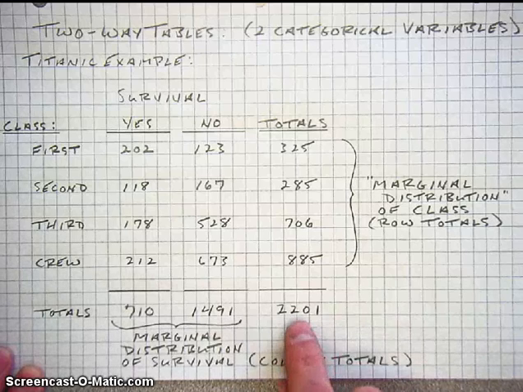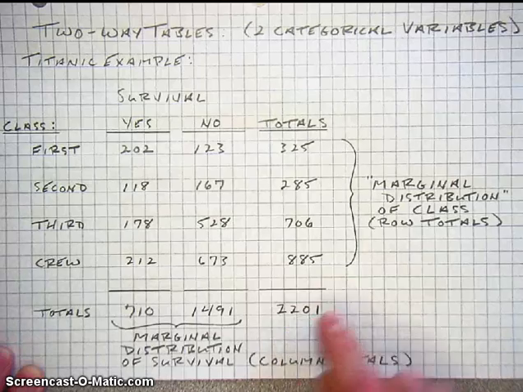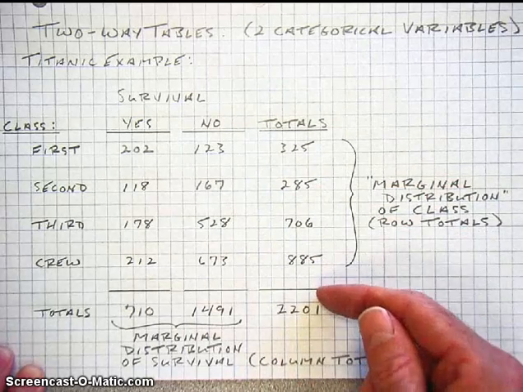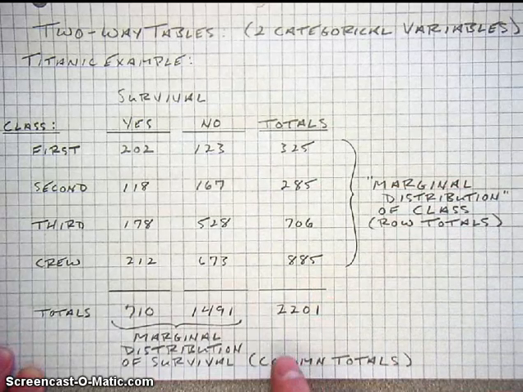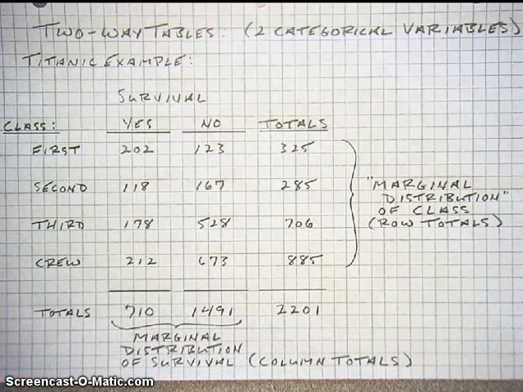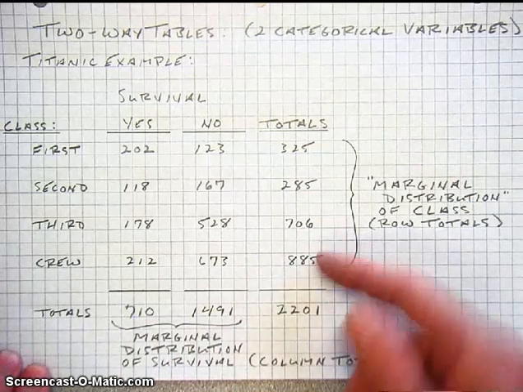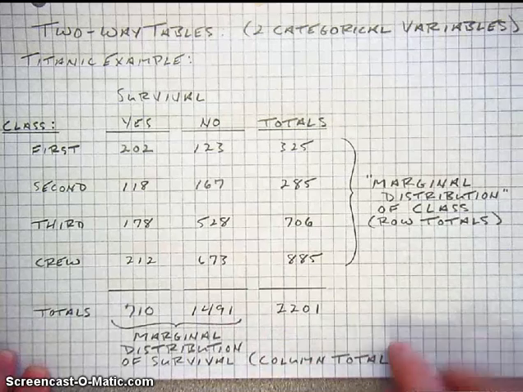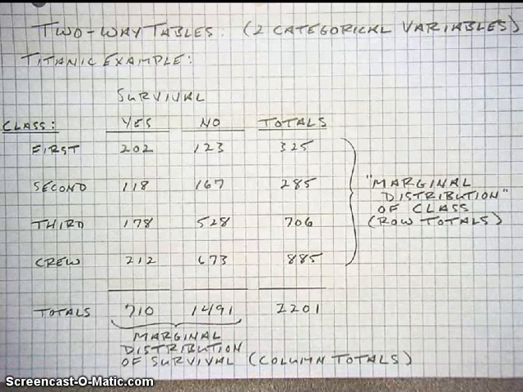Okay, and then you have a total of 2,201 people on board. That is the total of these row totals, and it's also the total of these column totals. And if those totals don't agree, if you add down this way and add across that way and you have a discrepancy, well, there's a problem. Go back and check your arithmetic.